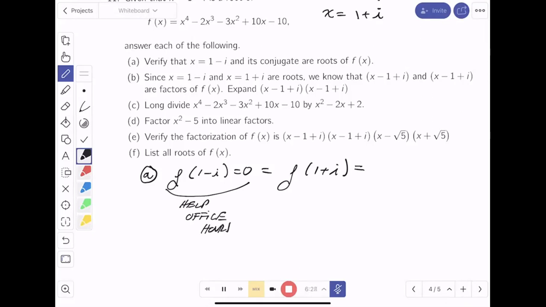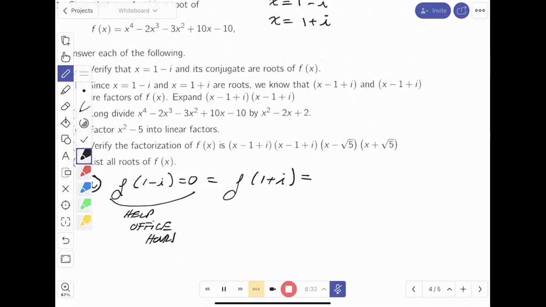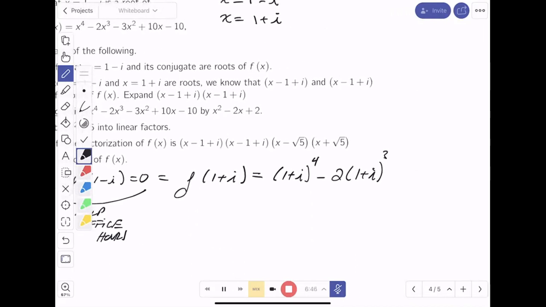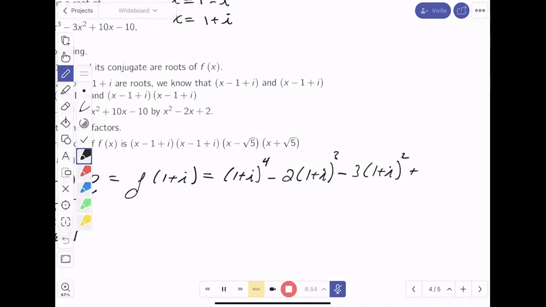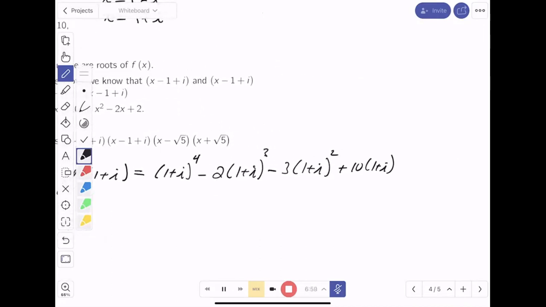I want to do f of 1 plus i, though. And what would that give you? Well, again, you might say, I can't do it. Of course you can. So it's 1 plus i to the 4th power minus 2 times 1 plus i cubed. I think you probably remember me doing this before, right? Minus 3 times 1 plus i squared plus 10 times 1 plus i minus 10.